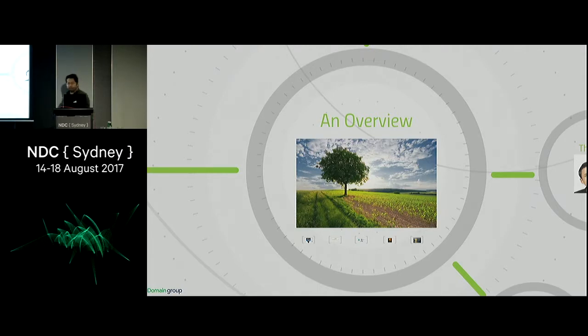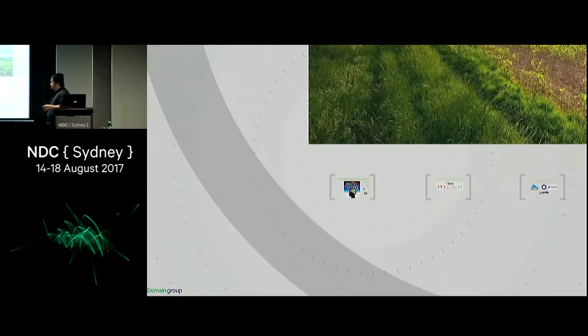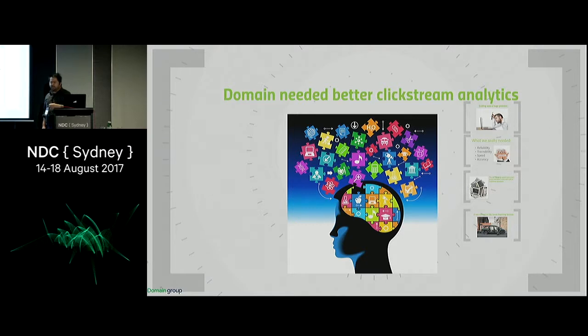So just a quick overview. A couple of years ago, in Domain, we had a big, big problem. And the problem was that, like a lot of online real estate websites, even our competitors, we needed something called clickstream analytics. Is everybody here familiar with Google Analytics? Okay, so some of you are. For those of you that aren't, clickstream analytics is really the art of understanding what your users do on your website so that you could collect this data and then process it later and be able to create better products based on what people actually do.